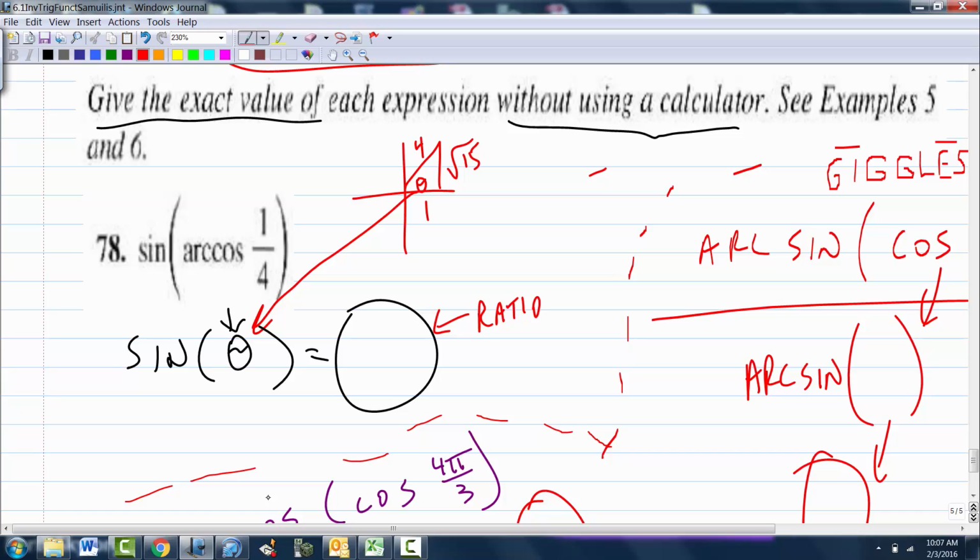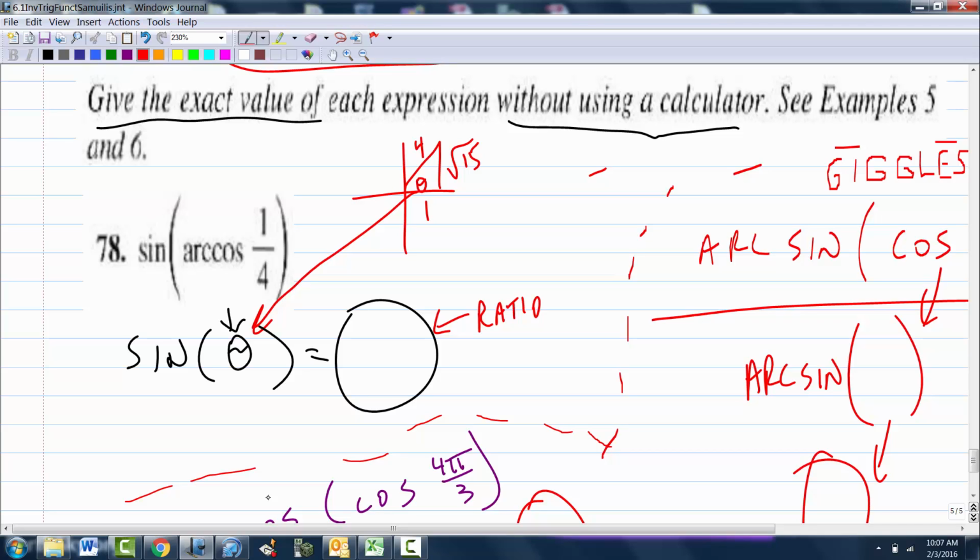Okay, now these are weird. Look at what it says up here. And you guys got to know this from now on, forever. What does it say right there? What's the word I'm pointing at? Exact. What does that imply? No calculator, no decimals, possibly answers in radical form, but it really means no calculator.